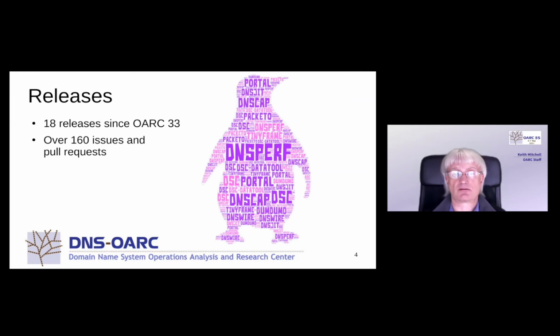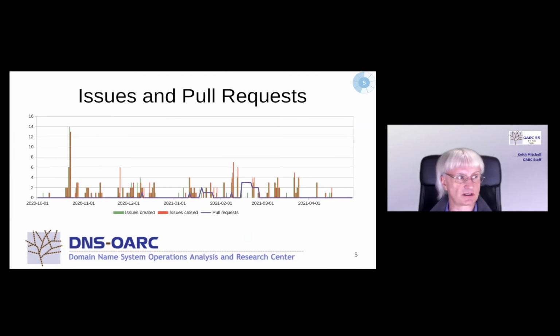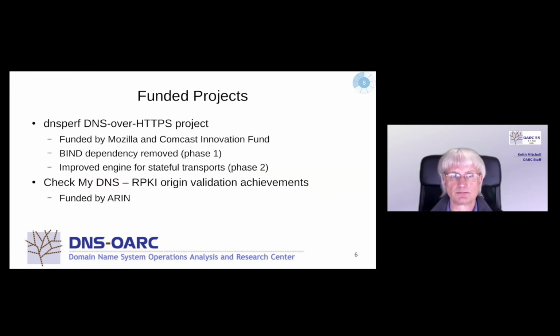18 releases have been done since OARC 33. So just maintaining the regular releases is becoming an increasingly big part of what we do, and more about that later in terms of increasing our software engineering headcount. There have been 160 issues and pull requests that have been resolved and/or merged in. You can see the activity level here, which is pretty steady, and it's good that we get the engagement and support for the various tools from the community.